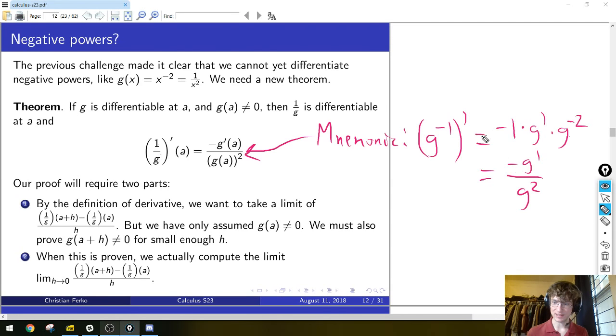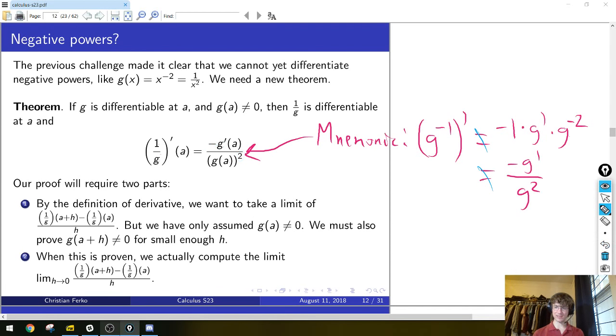This is not why this is true. This is just if you want to remember why there's a minus sign, why there's a g squared downstairs, you think of this as kind of like the power rule. Pull down a minus 1, here's the minus 1, then you subtract 1, so there's a minus 2 here. And then just remember there's a g prime upstairs. But anyway, we have to prove it.